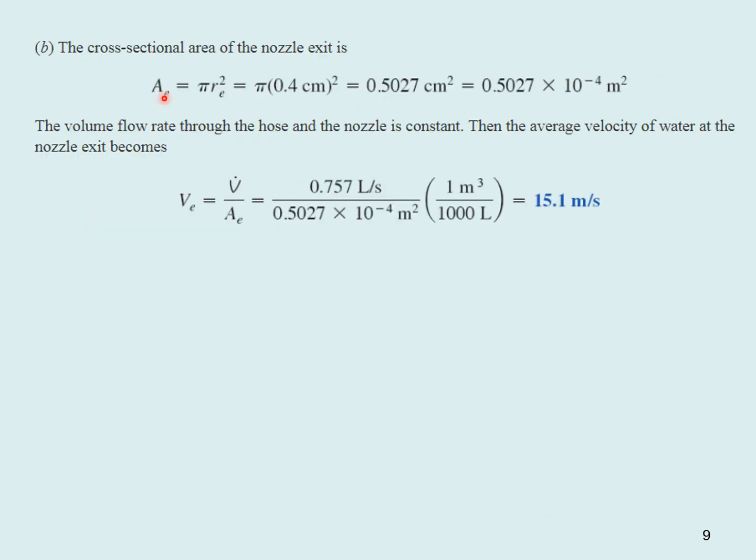Now we can find the velocity because we know, for example, that the velocity equals the volume flow rate divided by the area. We can find the area because it's a circle, so it's pi r squared, and we're told that r is 0.4 centimeters. So pi times 0.4 centimeters squared. Then we can divide that into the volume flow rate we found. We get 15.1 meters per second as the velocity of the water at the nozzle exit.